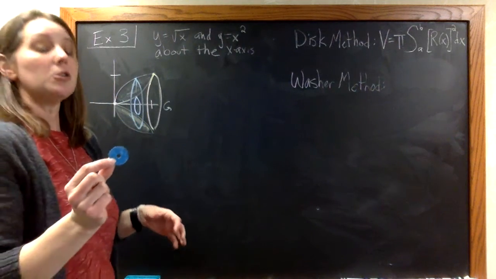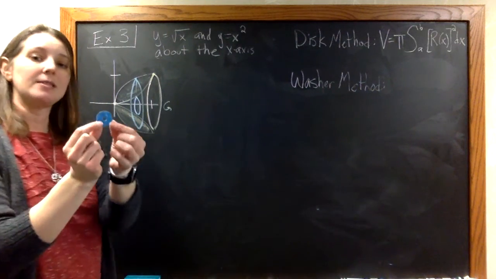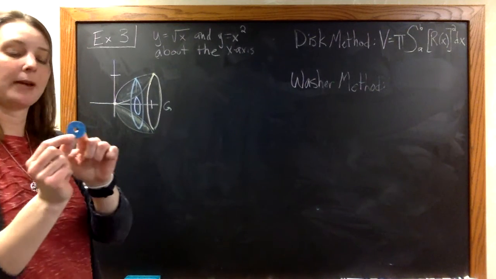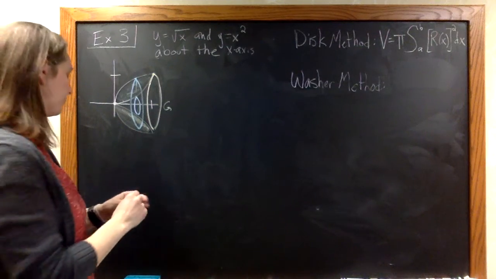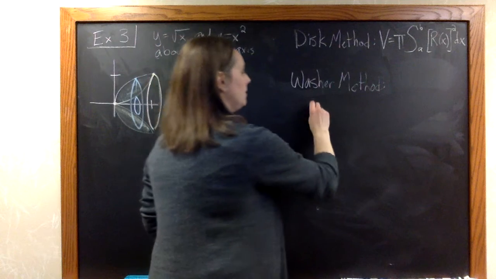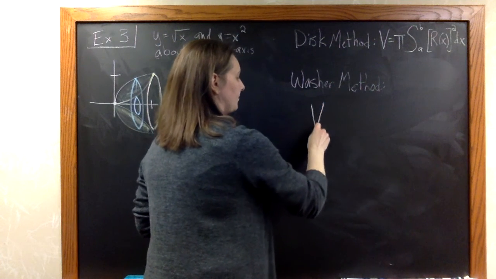Okay. So we need to adjust this. We still need to find the area of all of these little circles, but we have to account for the fact that there's a hole inside all of them. So to do that, the washer method is still pi r squared.